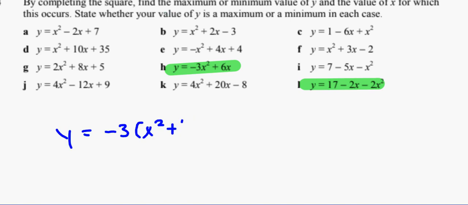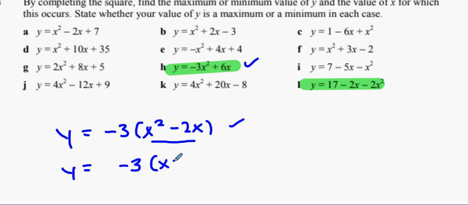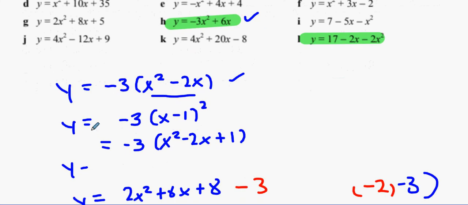Minus 2x. All right. Now, Adam has decided to take out the minus 3. They're both identical to each other. Now, what do you do with this part here, Adam? Yeah. Adam halves the second value and puts it into a perfect square, okay? Now it's minus 3 times x squared minus 2x plus 1. Everybody cool with that? Now, Adam, once you multiply back into minus 3, what do you get?